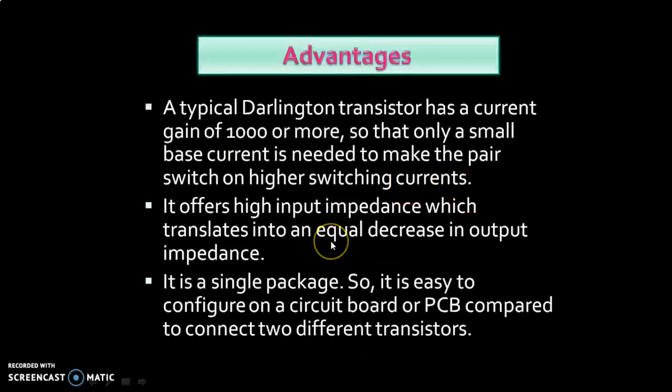Let us now see the advantages of the Darlington transistor. A typical Darlington transistor has a current gain of 1000 or more. So, only a small base current is needed to make the pair switch on higher switching currents. It offers high input impedance, which translates into an equal decrease in output impedance. It is a single package, so it is easy to configure on a circuit board or PCB compared to connecting two different transistors.